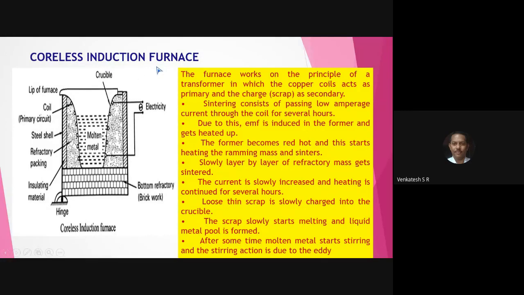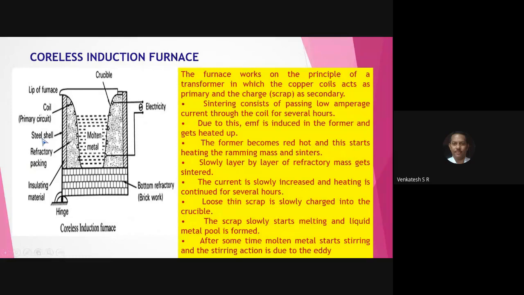Now, the parts of the coreless induction furnace one by one. First, starting from the crucible. The crucible is covered by the resistance coil made from copper. This works as the primary coil, and the metal present in the crucible works as the secondary coil. The primary coil and the crucible are covered by the steel shell.